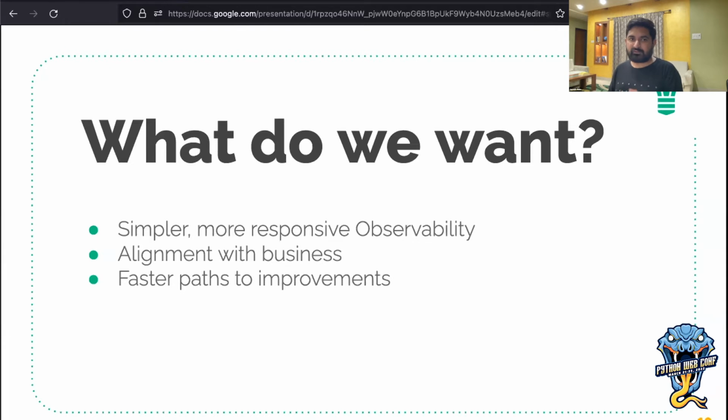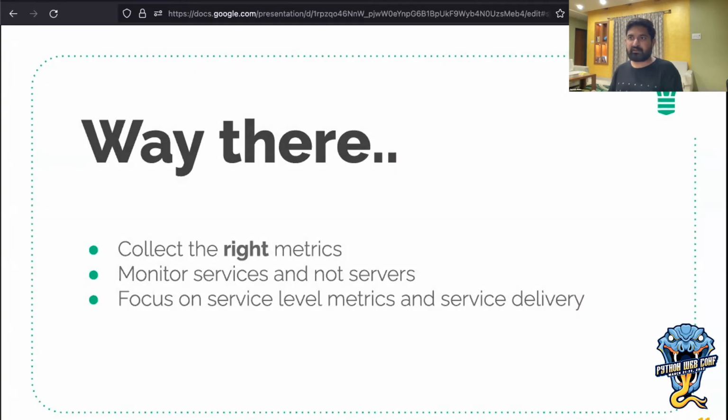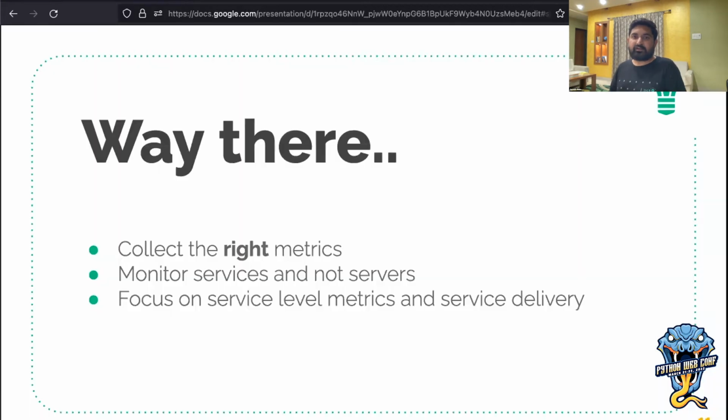So what do we want out of this? We want a simpler, more reliable, more responsive observability, and we want everything to be aligned with business. And there should be faster paths to improvement. How do we go there? Definitely this is the ideal behavior, right? We have simpler, more responsive observability. Everything is aligned with business expectations, and there are faster paths to improvement in the system. It's the ideal world, but how do we get there?